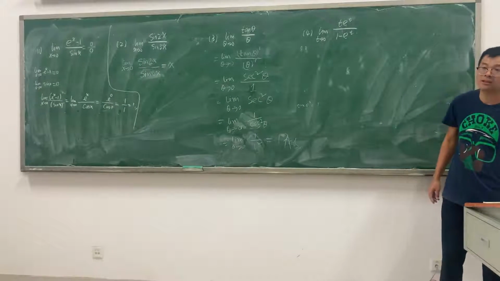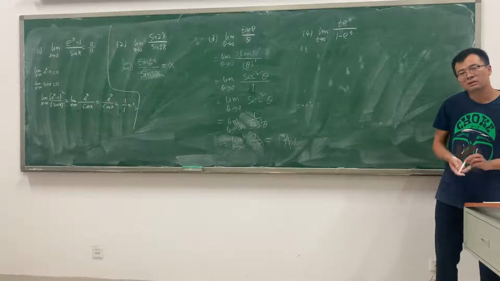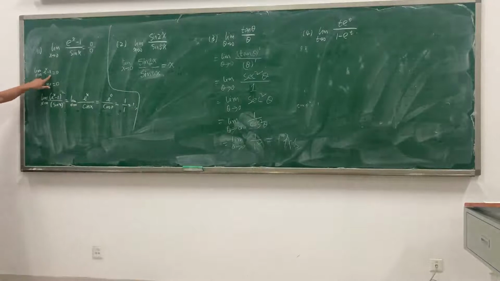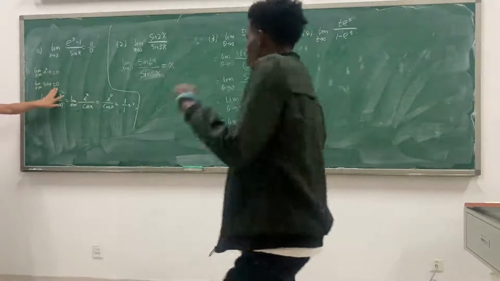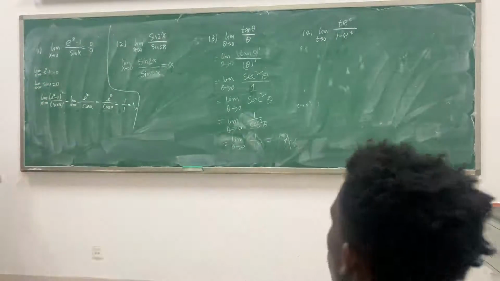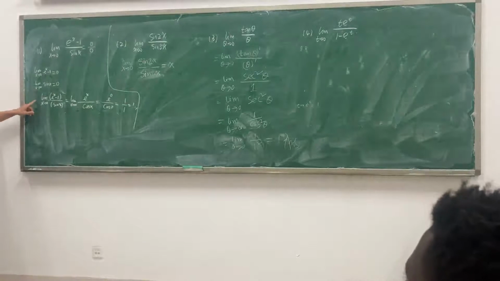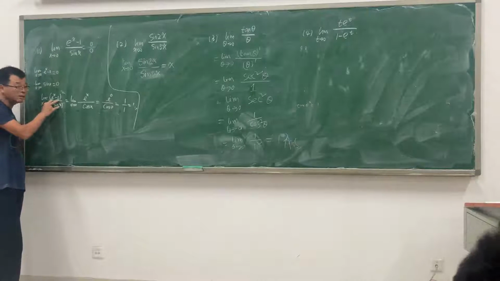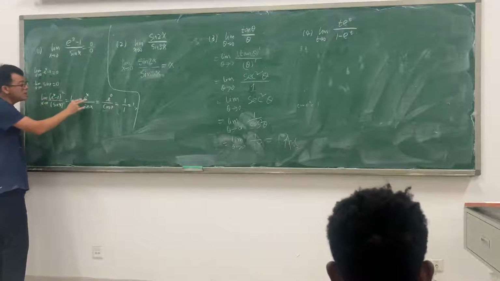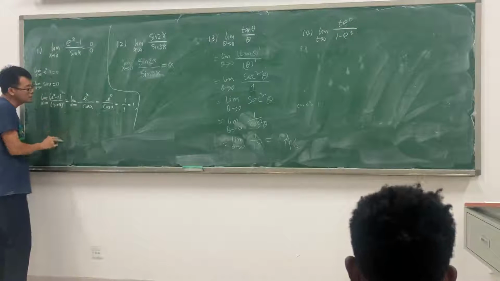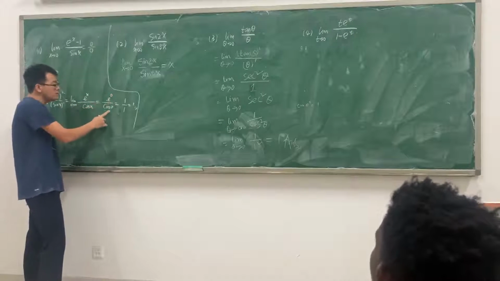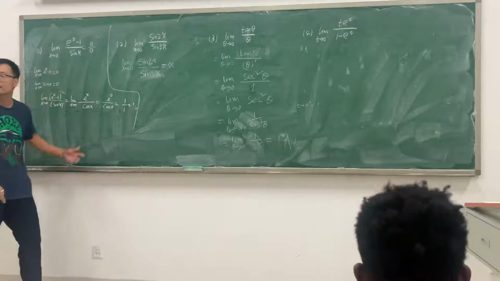So I think it's easy, okay? The first one. So x approaches 0, e^x minus 1 approaches 0. So here is 0 by 0. So we use the L'Hopital's rule. So here is the limit as x approaches 0. The derivative of the numerator is e^x, and here is cosine x. So as x approaches 0, here is e to the power 0, here is cosine 0, so 1 by 1. The result is 1.